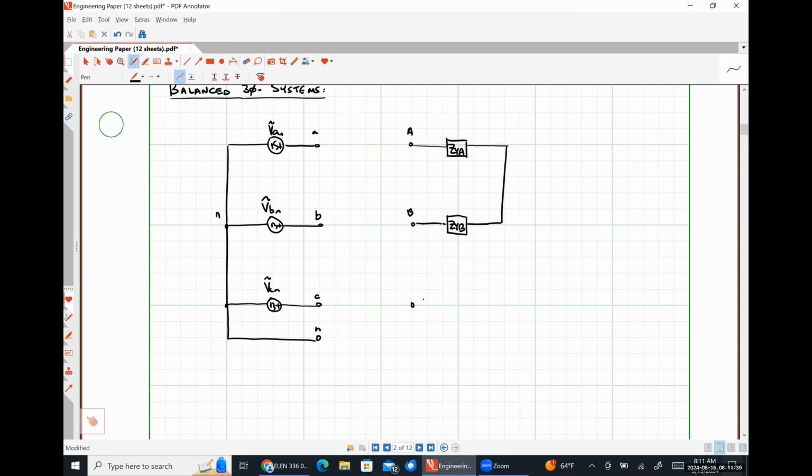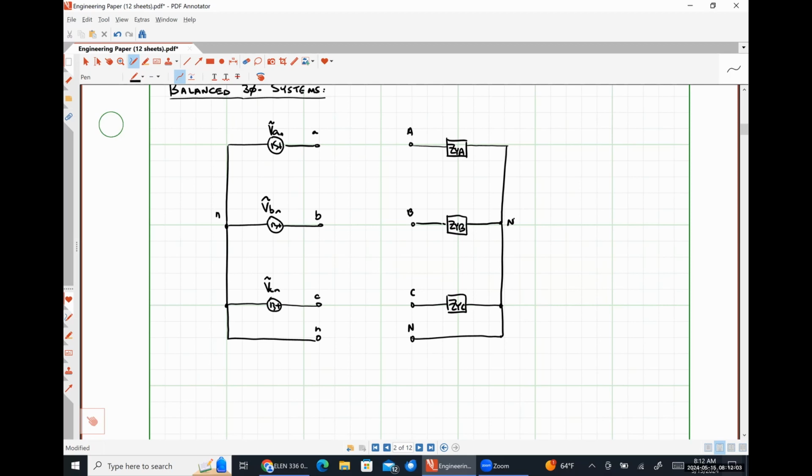ZYB. And ZYC, like so. There is my neutral connection on the load side of things. And just like before, I will call this node capital N.